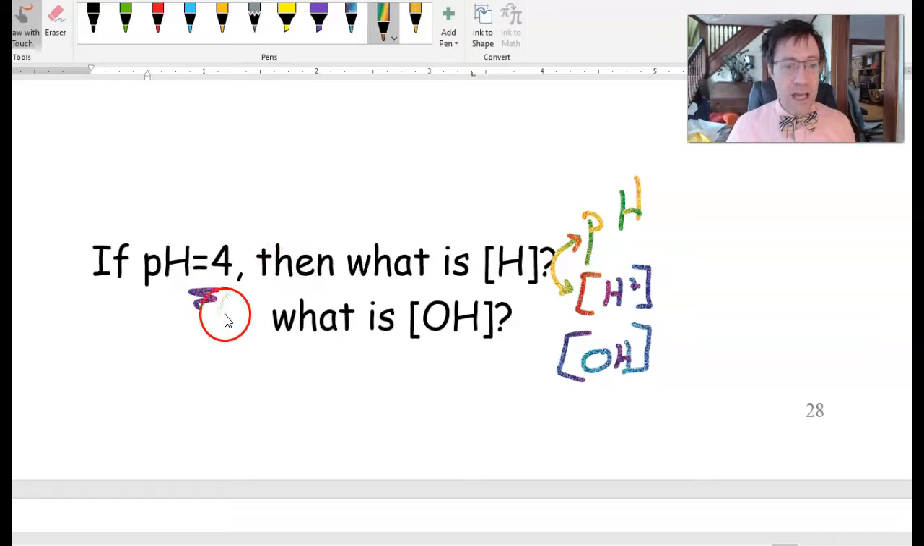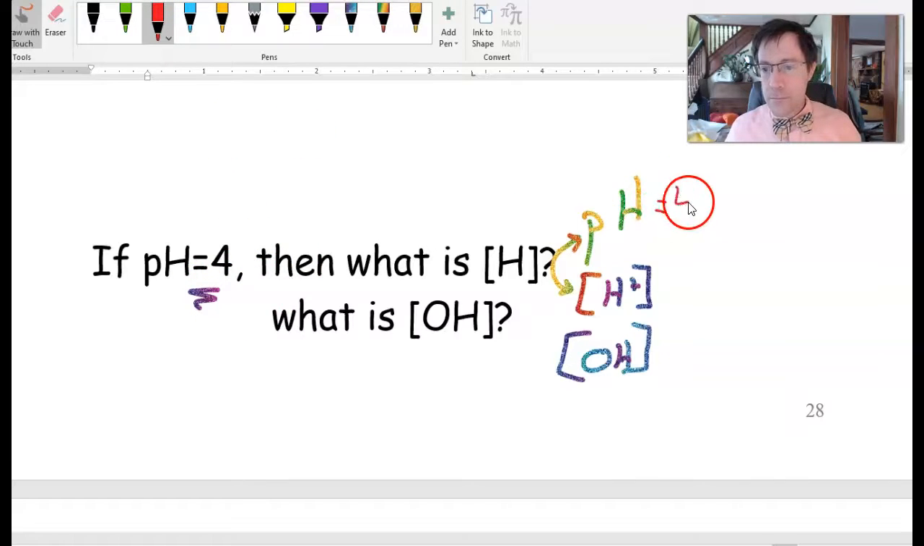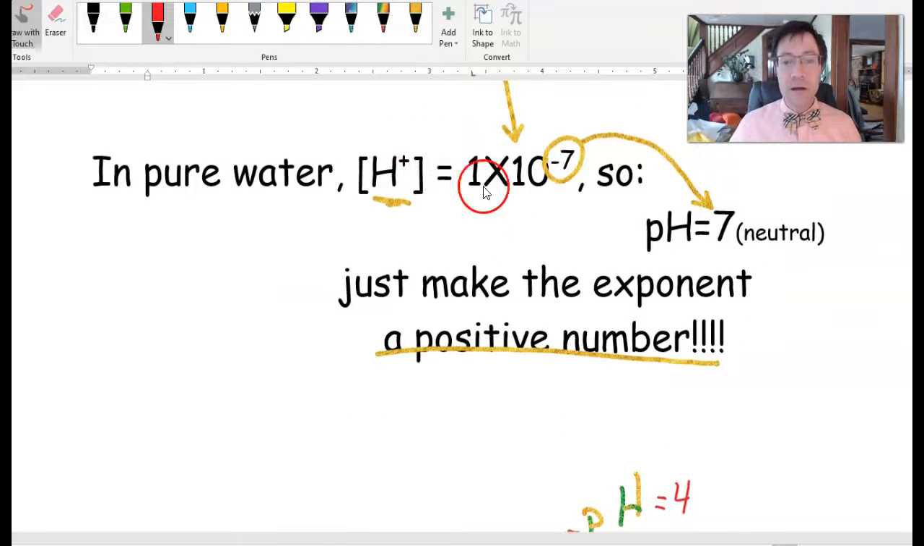So if we're given a pH of 4, right? That means that my hydrogen ion concentration is 1 times 10 to the negative 4. Because remember, let's go back up here. If your pH is 7, that means that your exponent is minus 7. If your exponent is minus 7, it means that your pH is 7. You guys see how that works?